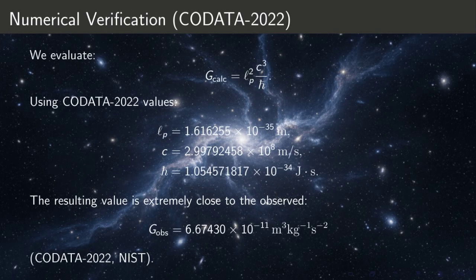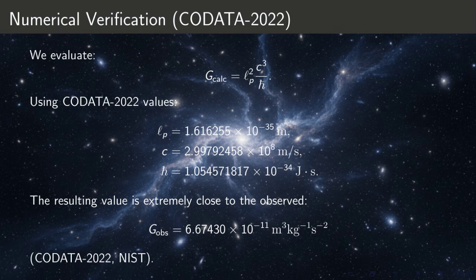Numerical verification. We now evaluate the expression G equals Planck length squared times c cubed divided by h bar. Using CODATA 2022 values, the Planck length is 1.616255 times 10 to the minus 35 meters. The speed of light is 2.99792458 times 10 to the 8 meters per second. And h bar is 1.054571817 times 10 to the minus 34 joule seconds.